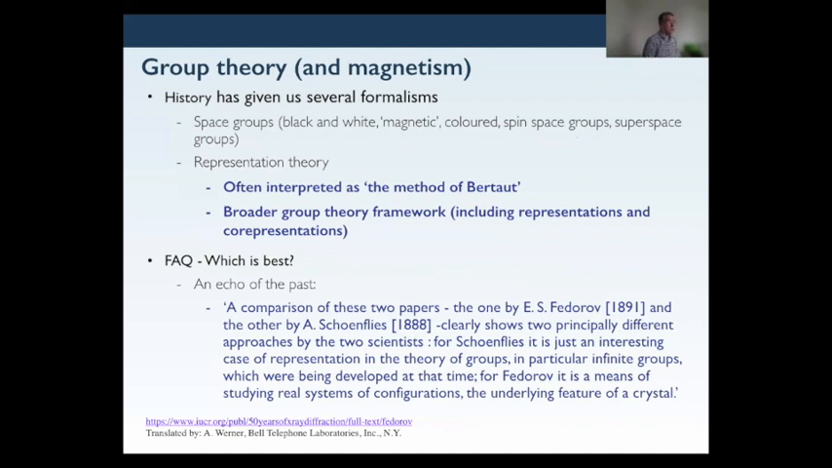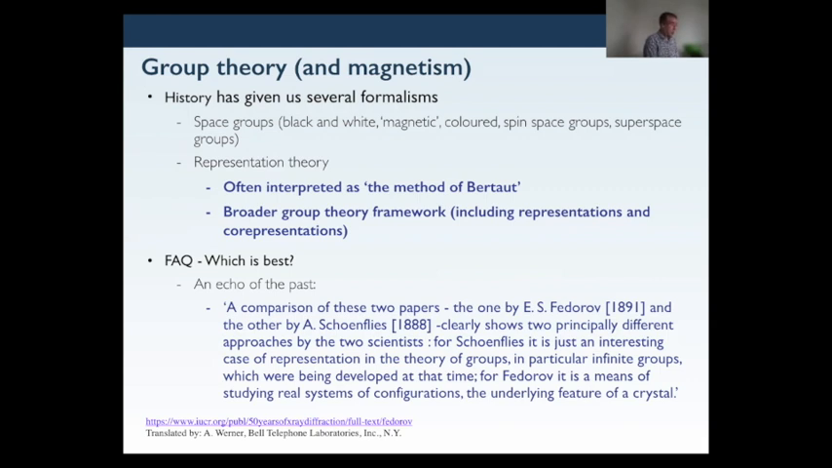Now, history has given us several different formalisms for symmetry when we're dealing with magnetic structures. We have space groups, black and white space groups, colored space groups, spin space groups, lots of different types of space groups. Then we have representation theory. Now, this is often interpreted as being the method of Bertaut, but the method of Bertaut isn't all of representation theory. It's particular techniques within representation theory. And there's a broader theory framework that I'd like to be talking about.